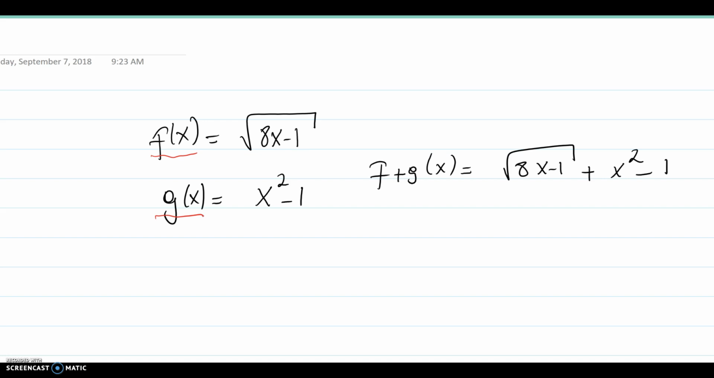We're adding those two functions. It is f plus g of x. Maybe it's a better way of writing it. So we take f of x and we take g of x. However, this is it. This is as far as we can go. We cannot make any other algebraic operations in here.